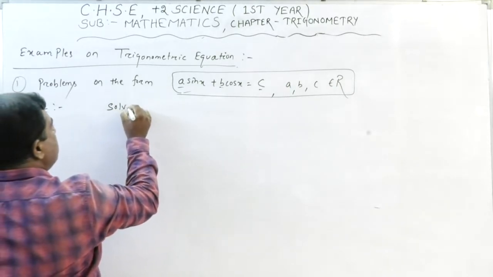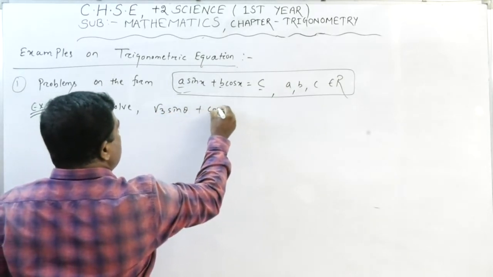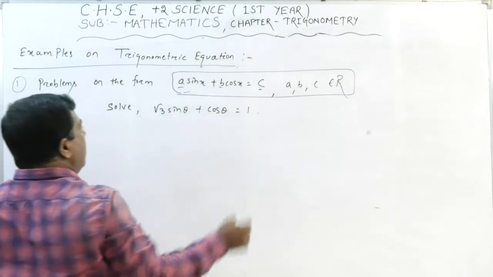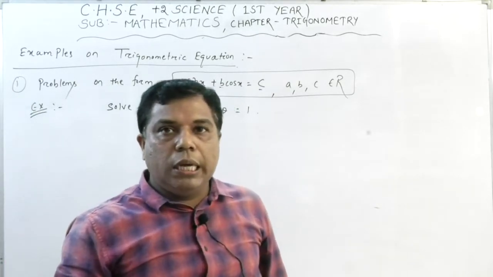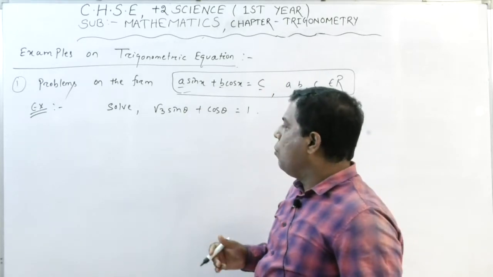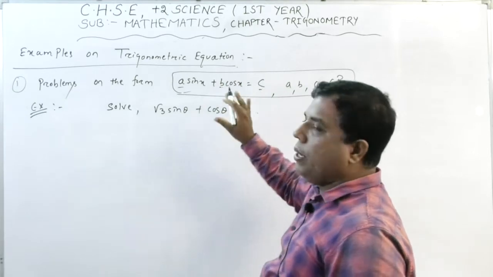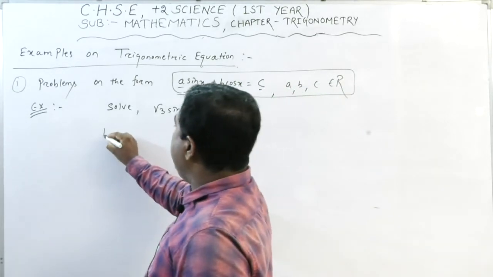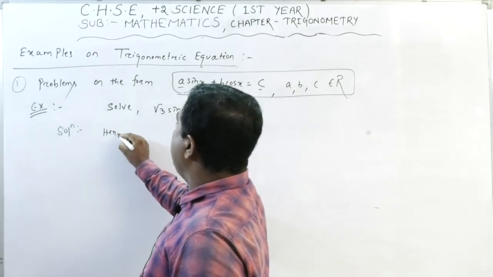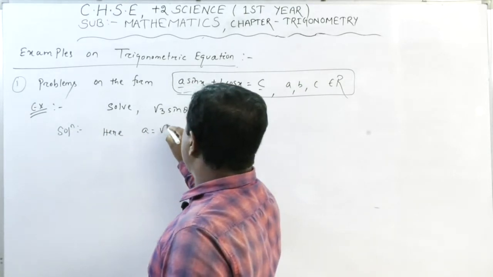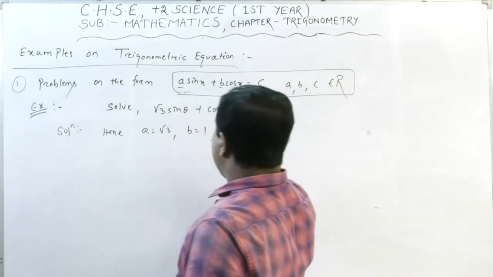Solve root 3 sin theta plus cos theta equal to 1. Now how can we solve this one? What procedure should we adopt? As I told you, first of all we have to find the value of A, the value of B and the value of C. Here A is equal to root 3, B is equal to 1 and C is also 1.